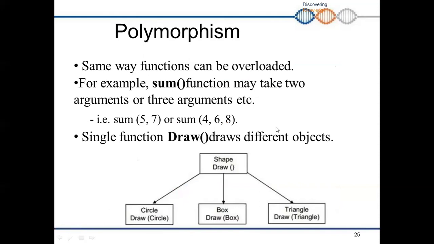Similarly, there can be a sum function taking two arguments or three arguments. Our basic function is sum, and there are many forms of the sum function. The first one is taking two arguments, and the second one is taking three arguments. First, sum 5 and 7. Here sum is taking two arguments. And sum 4, 6, 8. Here sum is taking three arguments. So our function sum has many forms.